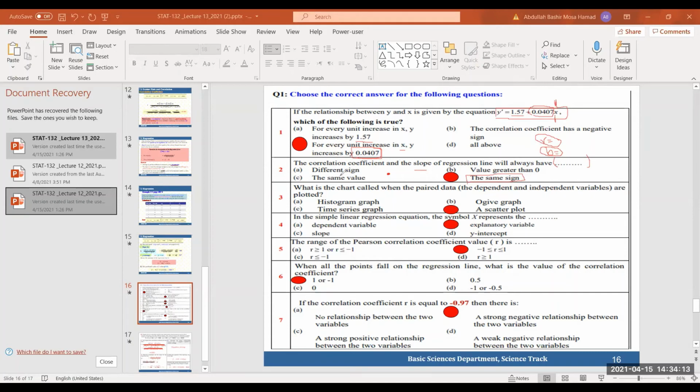Now let's move to 3. What is the chart called when paired data, dependent and independent variable, are plotted? Is it histogram? No. Is it time series? No, definitely not. Is it ogive? No, it is scatter plot.